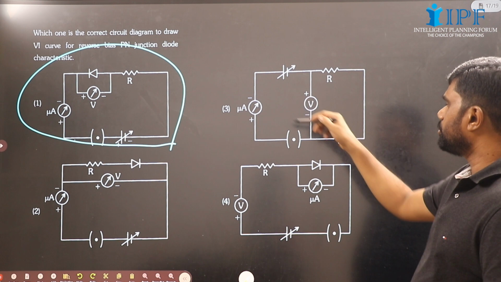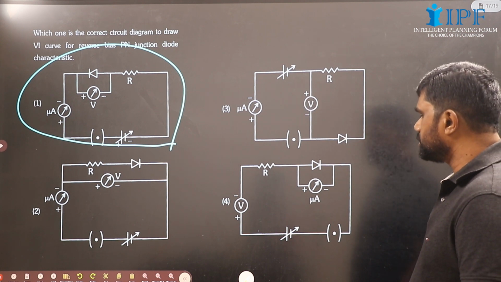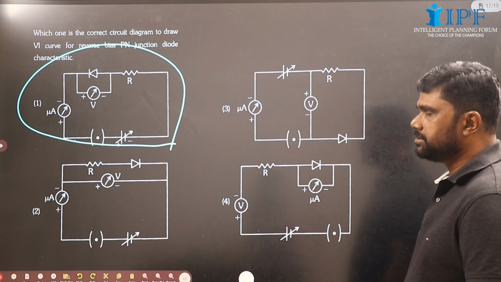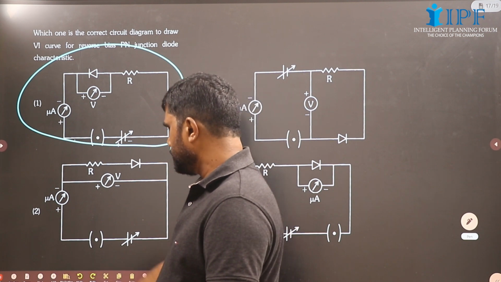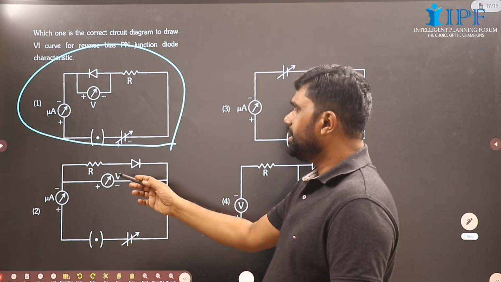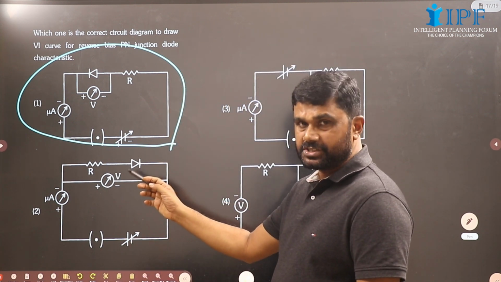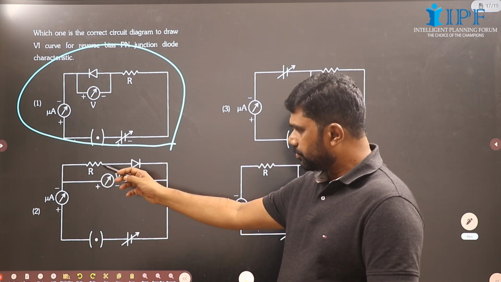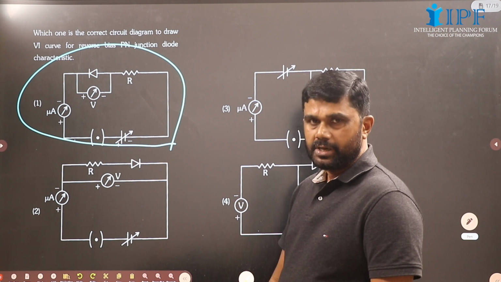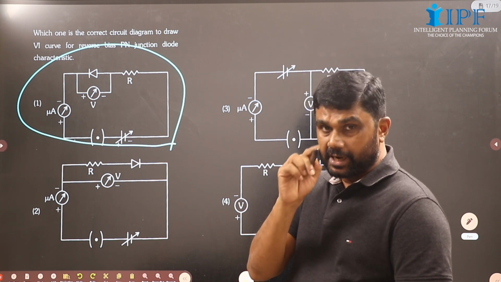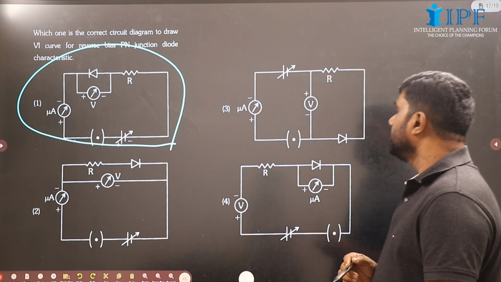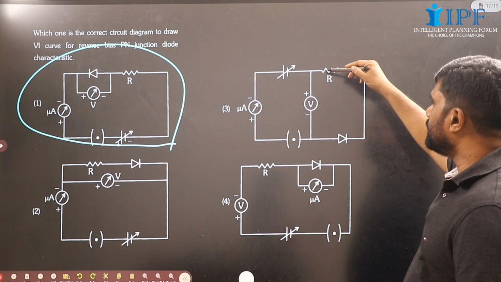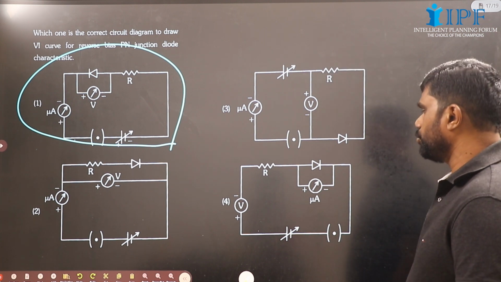Here again, this is also forward biased, can't be used. This is also forward biased. Okay, now, and here see, this is forward. Not only this is forward biased, this voltmeter will read the voltage across resistor and diode. Actually, we have to get the voltage across the diode alone. And here again, voltmeter will read the voltage across a resistor and diode.